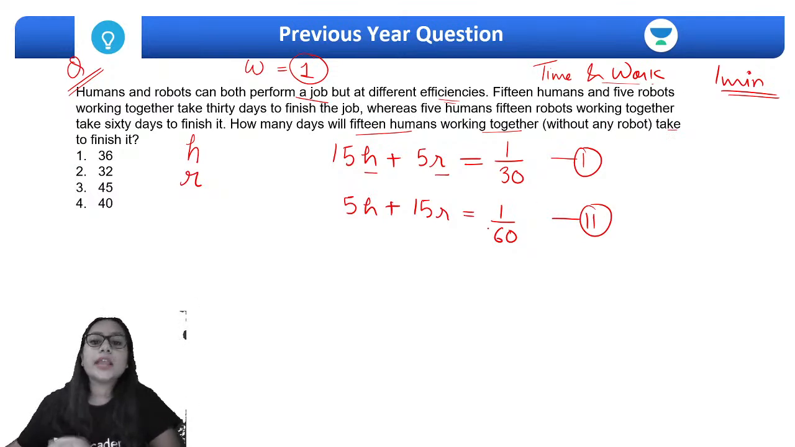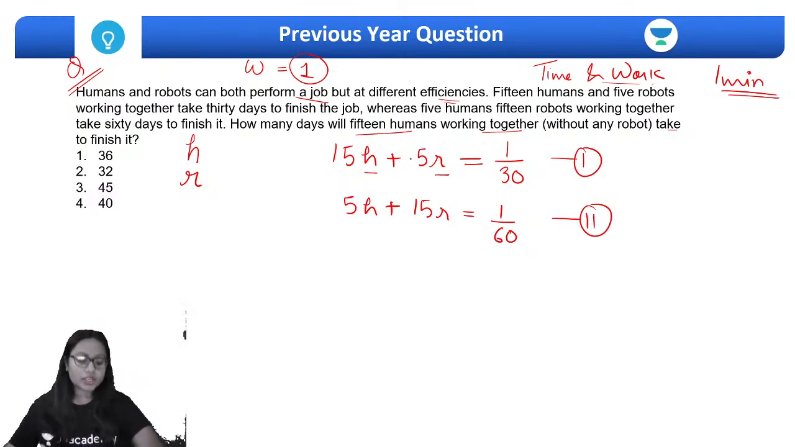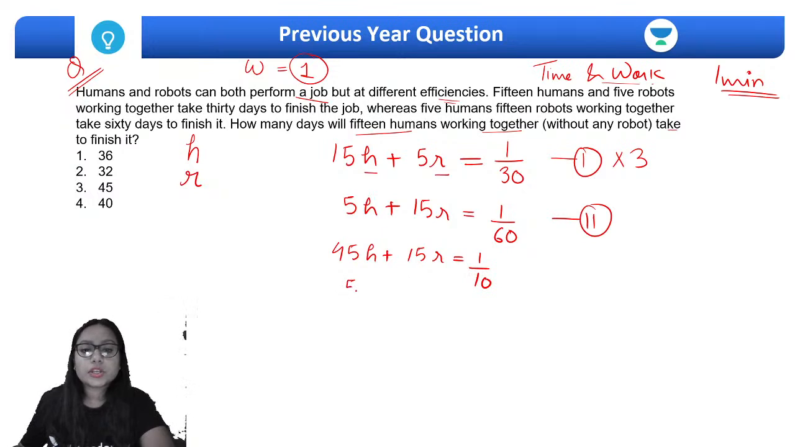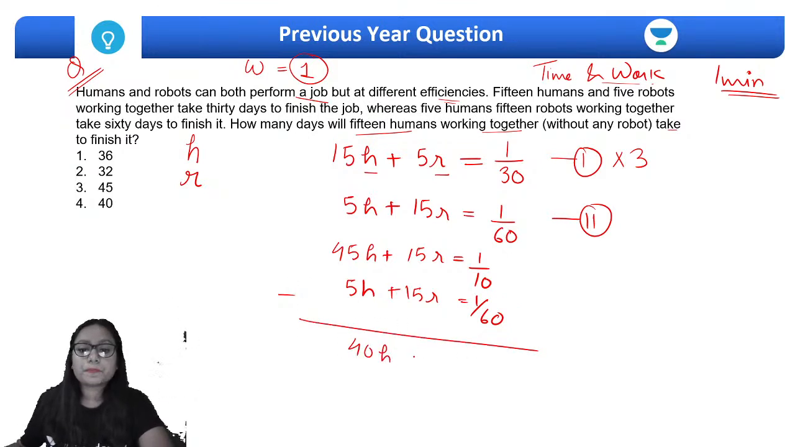So basically I have to eliminate r and get the value of h. Let's try to do it that way. Since I have to eliminate r, I will multiply the first equation by 3. So I will get 45h plus 15r is equal to 1 upon 10. And this equation is 5h plus 15r is equal to 1 upon 60. Let us subtract the equations. So I will get 40h is equal to 1 upon 10 minus 1 upon 60.